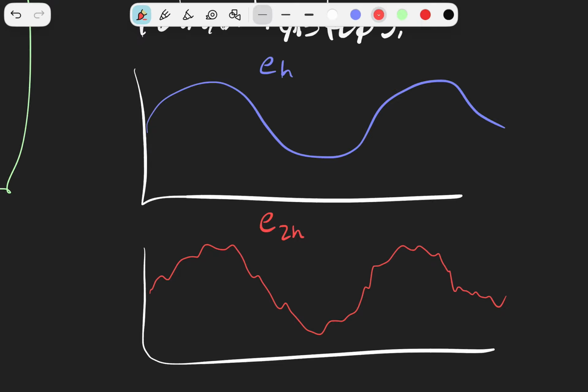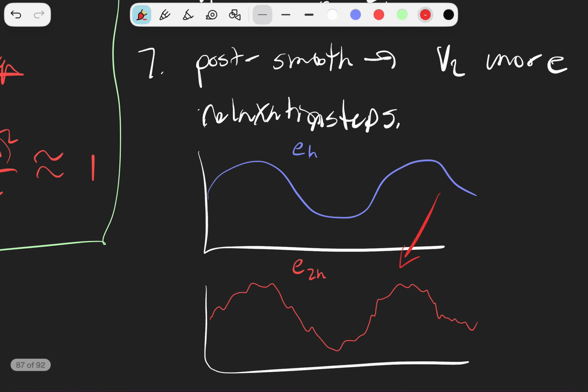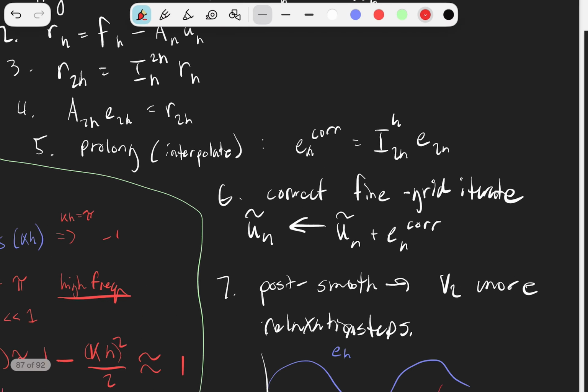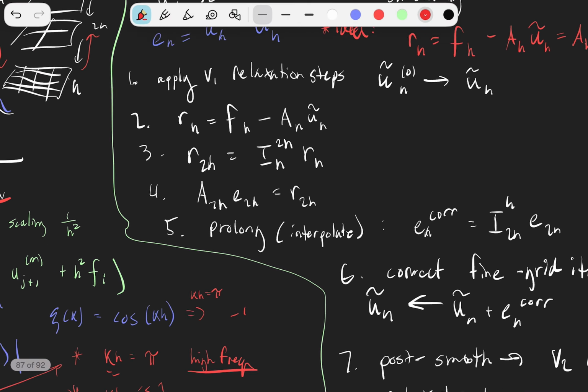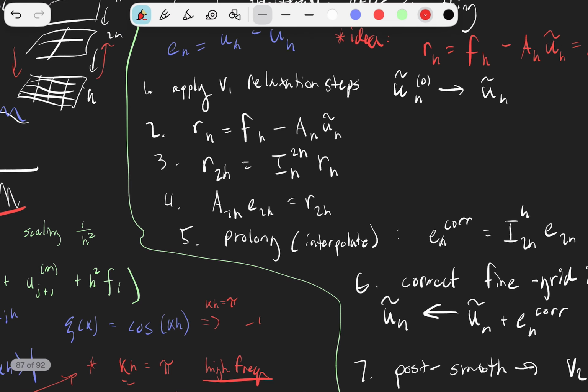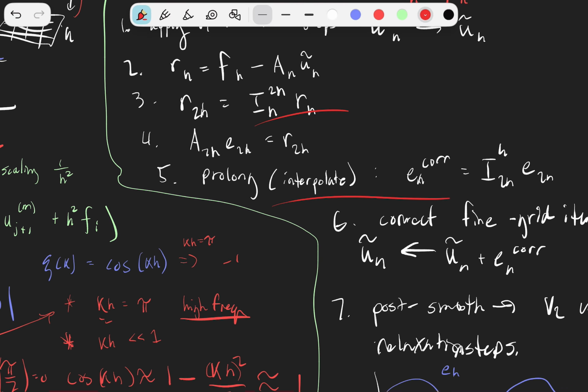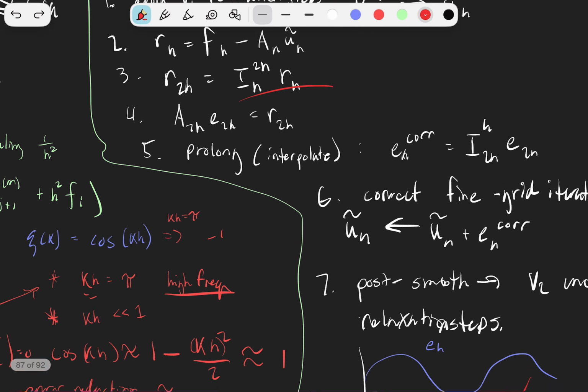The reason why it's rougher is because we're restricting and injecting this finer grid onto the coarser grid, and now it's rough relative to the coarser grid, and we can actually solve this efficiently by means of the steps that we outlined here, by simply restricting and then interpolating the error correction that needs to be made. Okay.